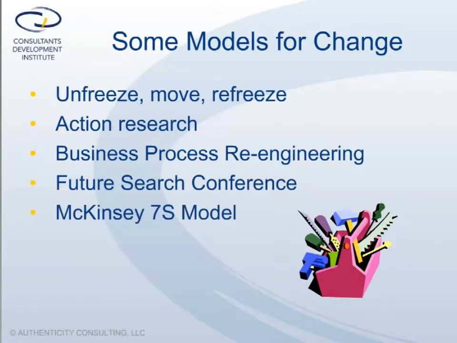The McKinsey 7S model depicts 7 dimensions of organizations that must be considered when accomplishing organizational change. To understand the model, imagine 6 circles arranged in a circle with 1 circle in the middle. The middle circle is labeled Shared Values. The 6 outer circles include strategy, structure, systems, skills, staff, and style.